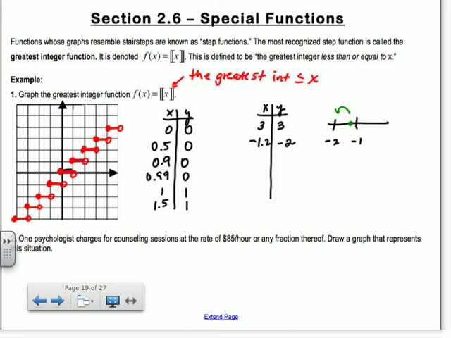So the one we just did was negative 1.2 right there. It went down to negative 2. So that's why its height, its y value is negative 2. All right, weird, isn't it? But we use these all the time.